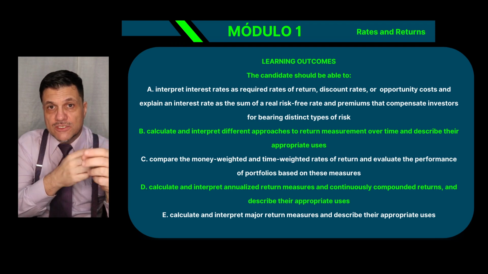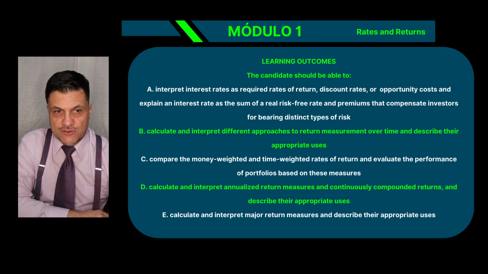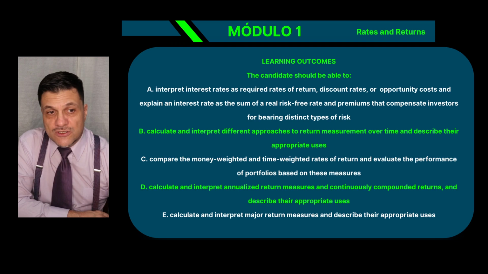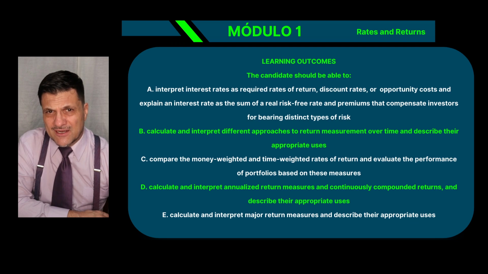So in other words, you don't need to know only how to calculate each return using each of those approaches, but also to compare money weighted and time weighted. When do I use the money weighted calculation? When do I use the time weighted calculation? And what am I trying to accomplish?